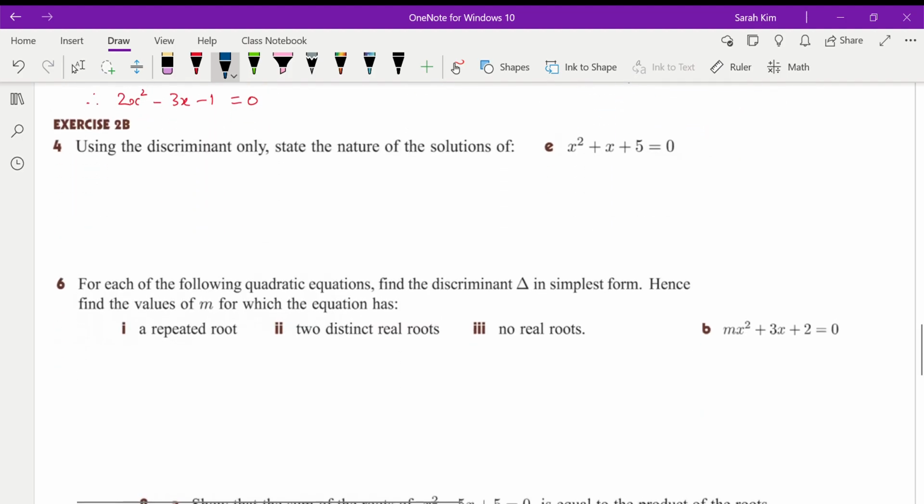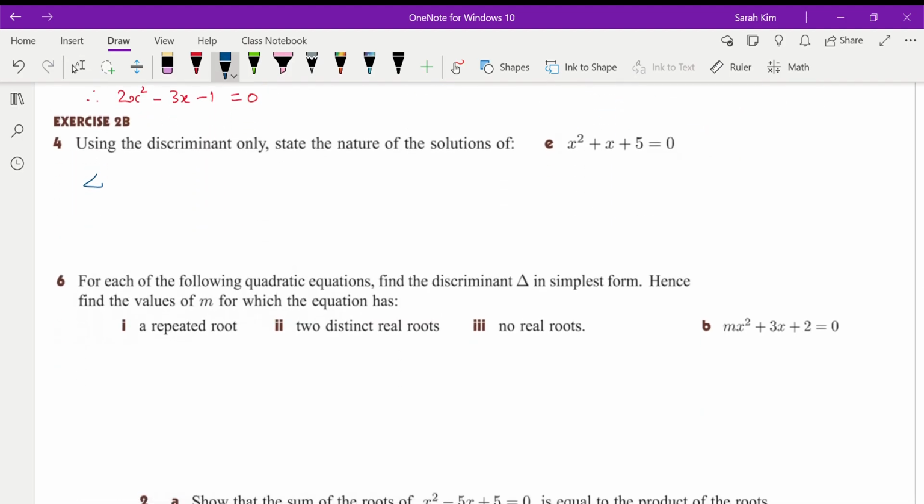Done. Using the discriminant only, so the discriminant is b squared take 4ac. State the nature of the solution. A is 1, b is 1, c is 5, so b squared, 1 squared take 4ac, 1 take 20, so that's minus 19. Therefore, if it's a negative, there is no real solution.